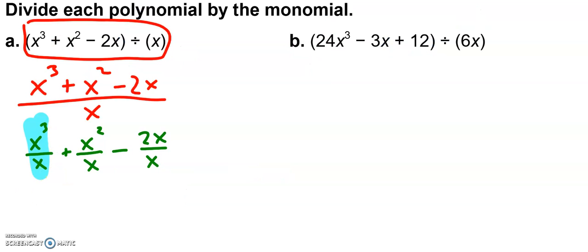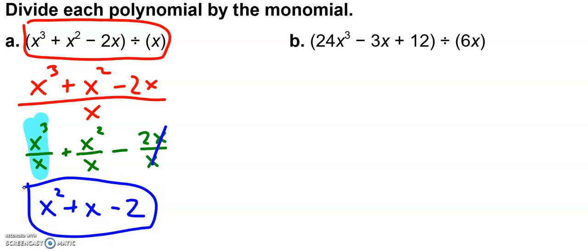Okay, so that helps us understand our process here, that x to the third over x, this becomes x squared, over x becomes just x to the first, and here 2x over x, the x's cancel, and I'm left with minus 2. So my division is x squared plus x minus 2.